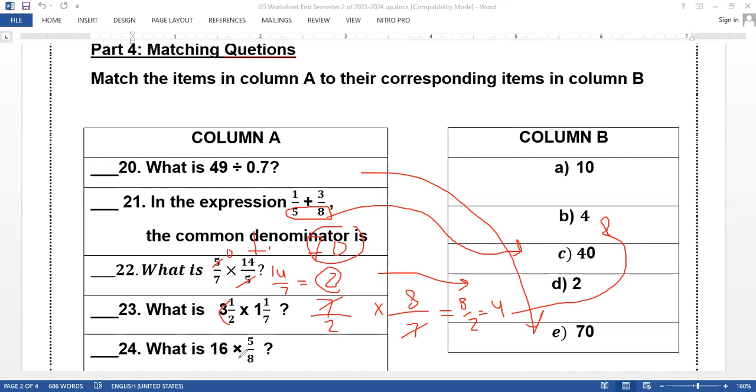Now, what is 16 multiplied by 5 over 8? Because 16 has no denominator, I put it over 1. Now I multiply 5 times 16 equals 80. 1 times 8, 8. 80 divided by 8 equals 10. So the answer is 10.